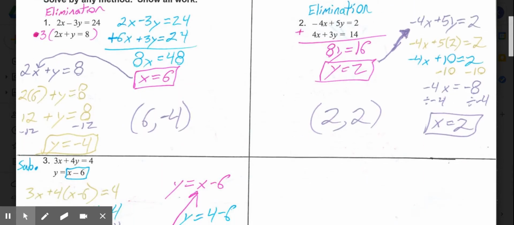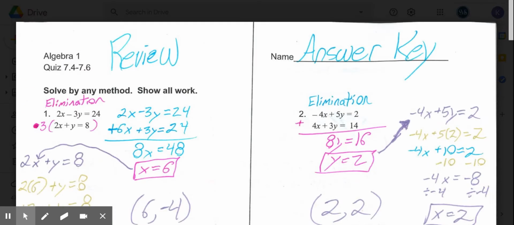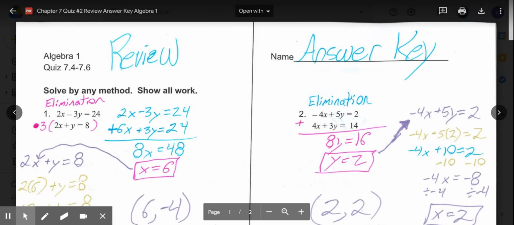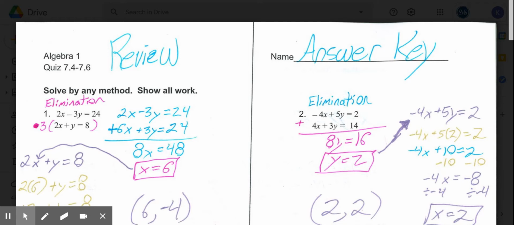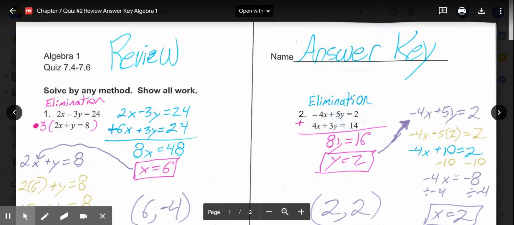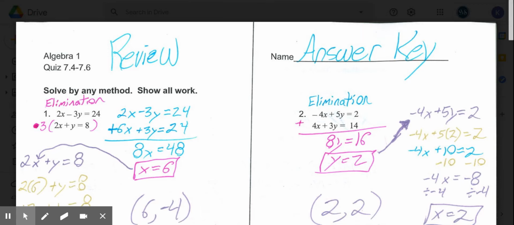So in the first few problems, 1, 2, and 3 here, you'll see it says solve using any method. So I wrote the method that I used. Answers should come out to be the same no matter what method you used.